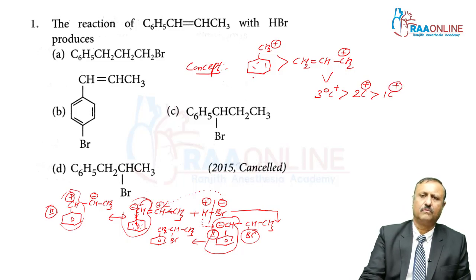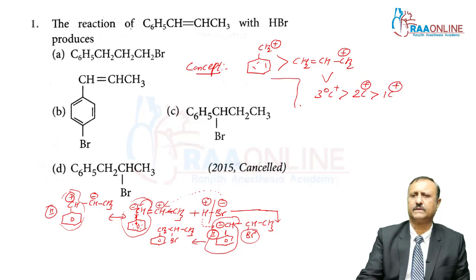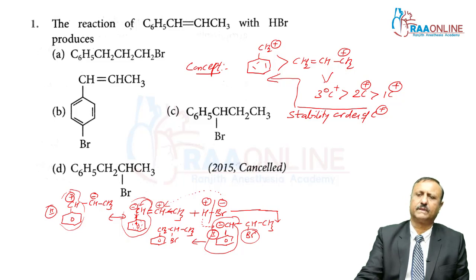It is more stable than secondary carbocation, and it is more stable than primary carbocation. My dear students, this is the stability order of carbocation. This benzyl carbocation is more stable than allyl carbocation, and allyl carbocation is more stable than tertiary. Tertiary is more stable than secondary, and you can see here secondary is more stable than primary carbocation.